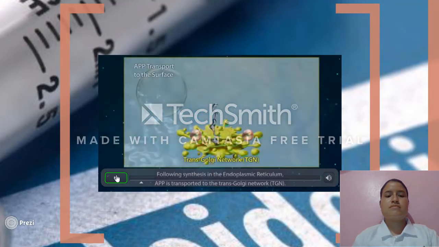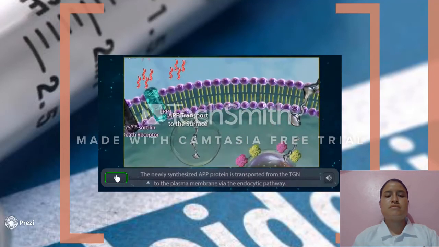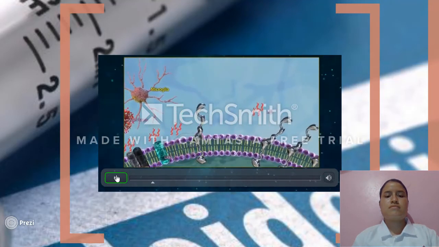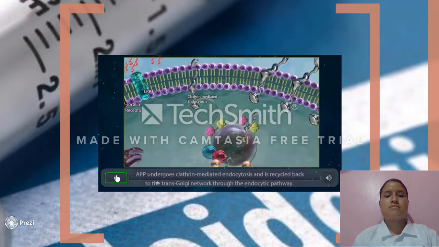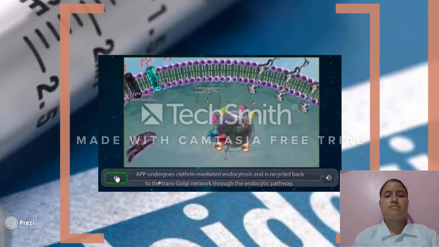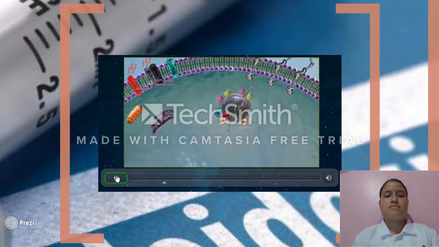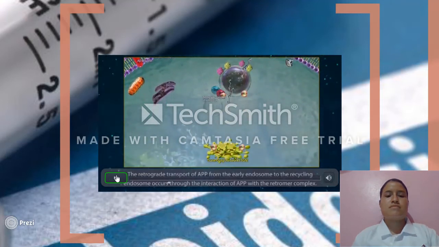Following synthesis in the endoplasmic reticulum, APP is transported to the trans-Golgi network. The newly synthesized APP protein is transported from the TGN to the plasma membrane via the endocytic pathway. APP undergoes clathrin-mediated endocytosis and is recycled back to the trans-Golgi network through the endocytic pathway. The retrograde transport of APP from the early endosome to the recycling endosome occurs through the interaction of APP with the retromer complex.